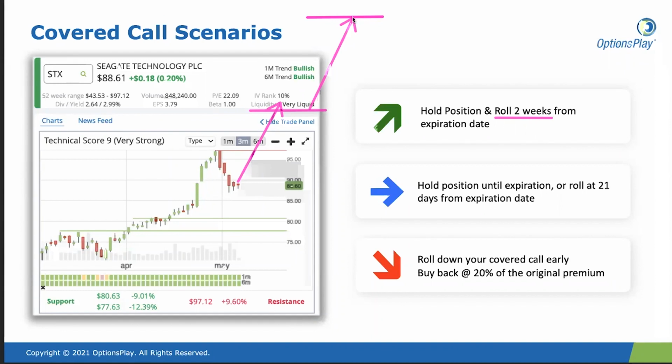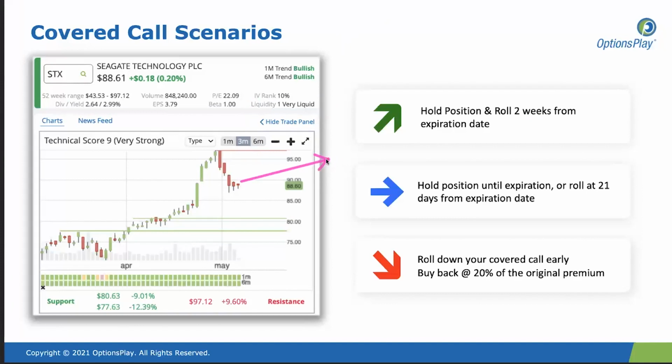But if you need to roll because you now have a new price target, you want to wait until about 2 weeks from the expiration date before you initiate that roll. You don't want to initiate immediately. Sometimes you sell a covered call and within a few days, the stock rallies significantly higher. Don't roll yet. You want to wait towards the last 2 weeks before expiration. Then you want to roll. Buy back the call, sell a new call.